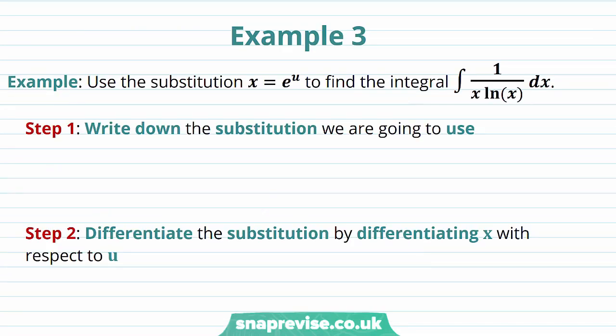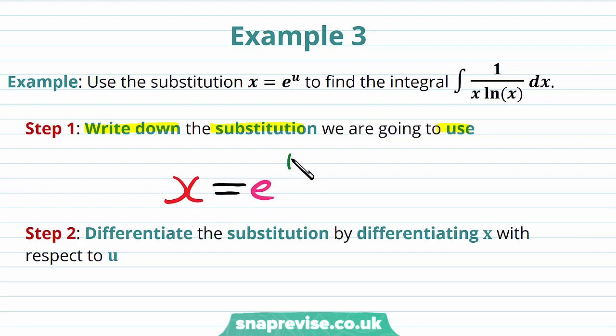Our third example asked us to use the substitution x equals e to the power of u to find the indefinite integral, the integral of 1 over x ln x dx. Our first step is to write down the substitution we're going to use. We have, and we've been given, x equals e to the power of u.